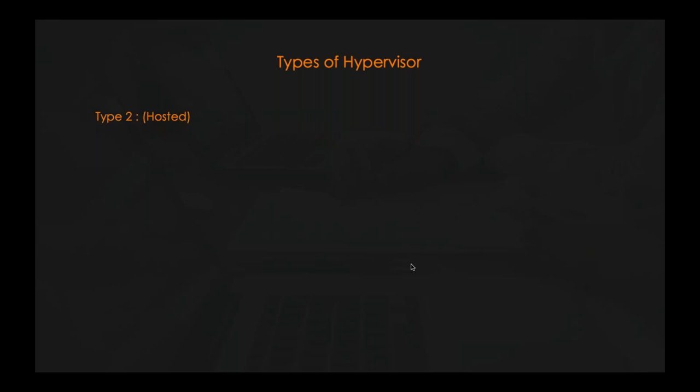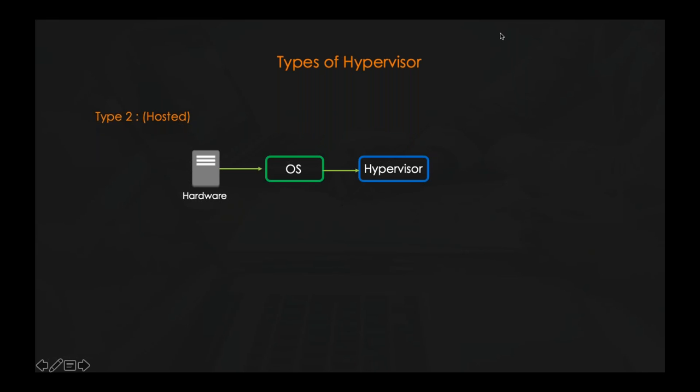Now moving ahead, there are different types of hypervisors, as we were talking about para virtualization and hyper virtualization. Here we have these two types of hypervisor. First is type 2 hypervisor. That is, on top of the hardware, you have an operating system, maybe a Windows operating system, maybe a Linux, whatever you have. And then there is a hypervisor which distributes this hardware into multiple servers, multiple other virtual machines.